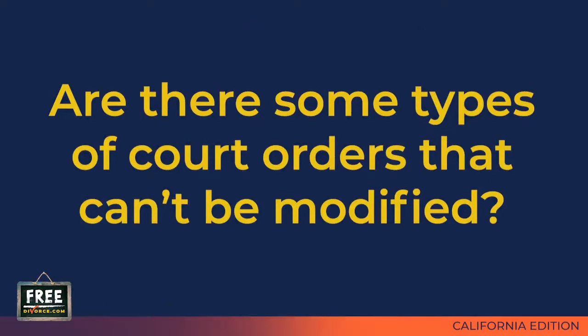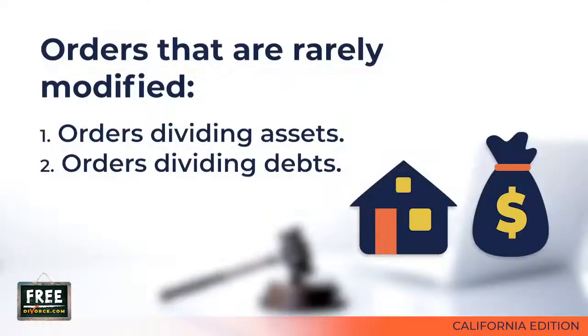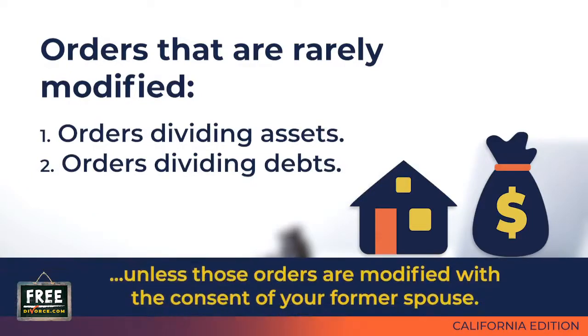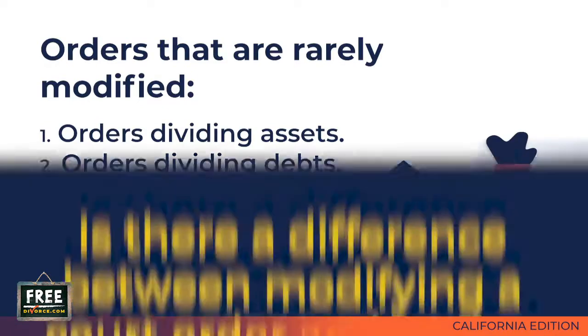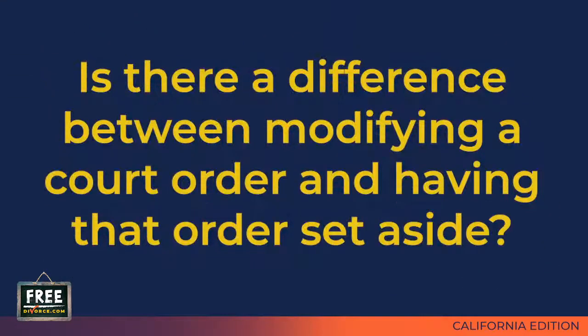Some types of court orders cannot be modified. Generally, orders in your divorce judgment for the division of assets and debts are written in stone and cannot be modified, unless those orders are modified with the consent of your former spouse. Is there a difference between modifying a court order and having that order set aside?